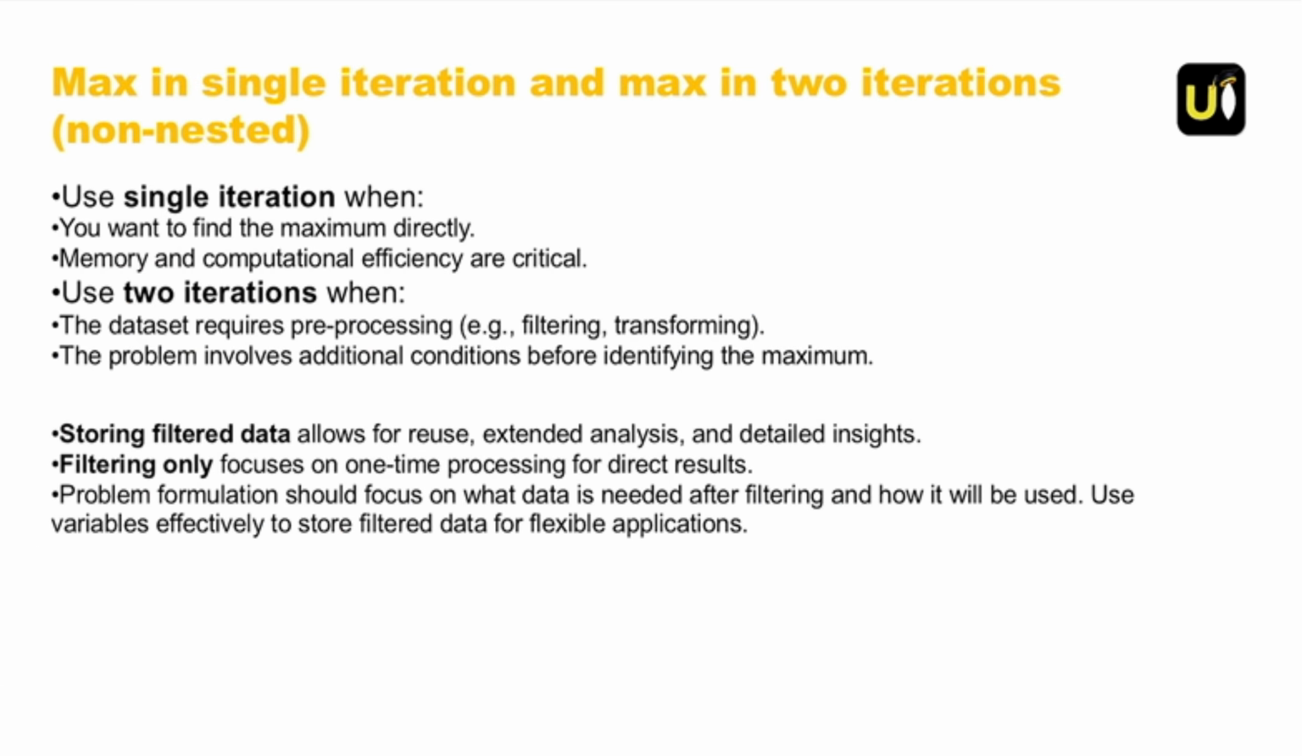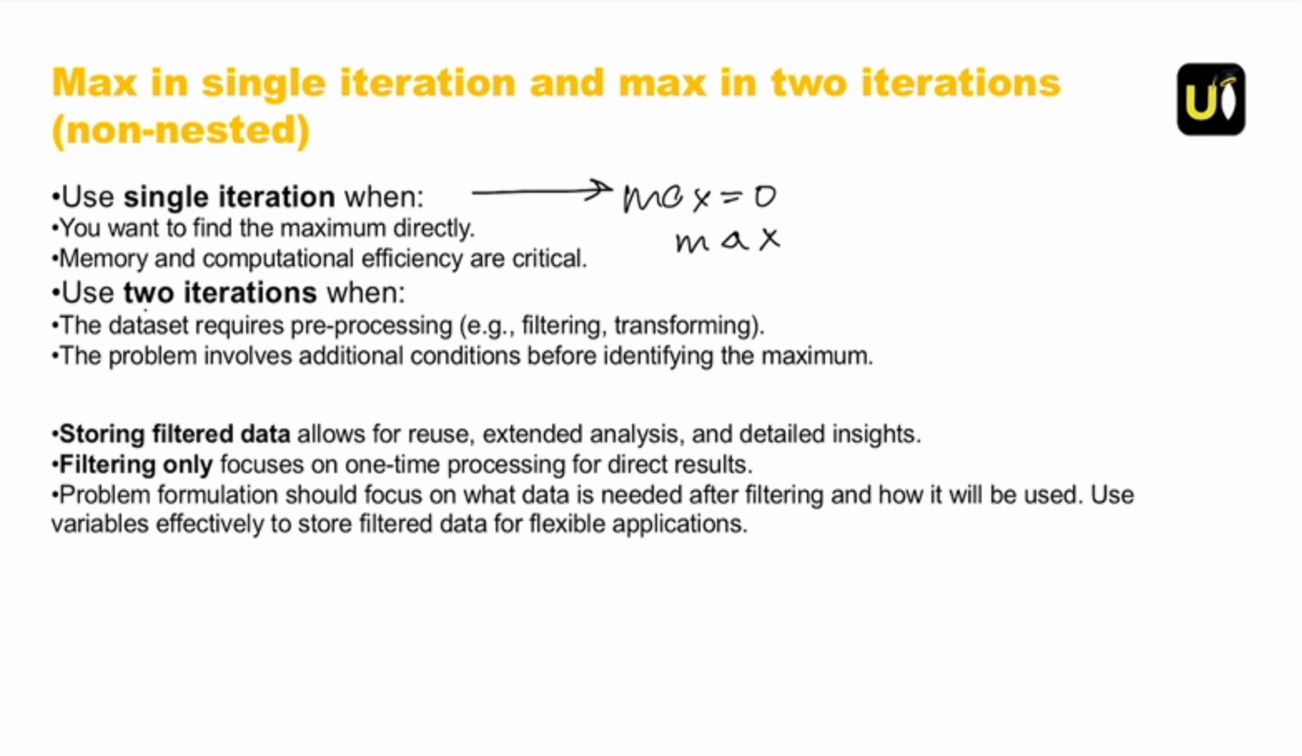Next, max in single iteration and max in two iterations. So we saw how to find the max in a single iteration. I told you for finding maximum, we initialize max as 0 at the start, and whatever is greater than max gets updated to max in the next step. So this is for single iteration.